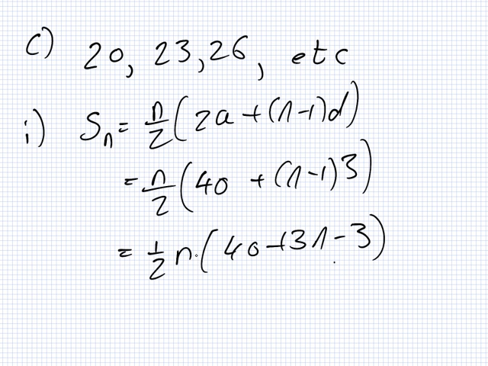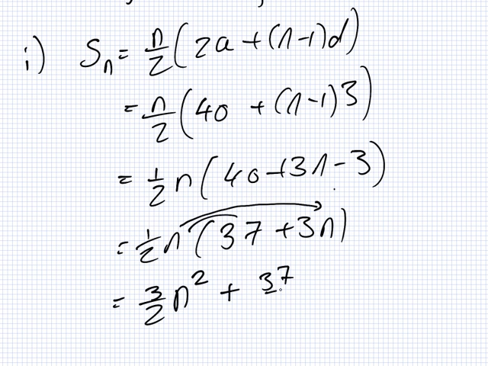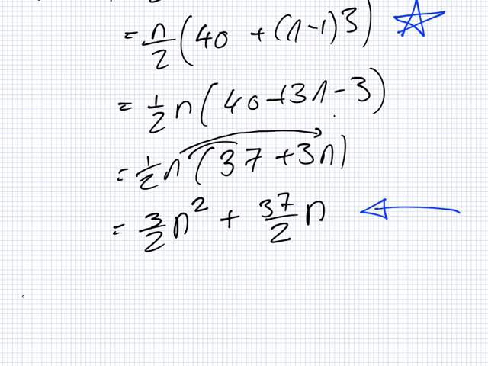Right, continue. So a half n (37 plus 3n). If I multiply that out, what do I get here? It will be 3 over 2 n squared plus 37 over 2 n. Now you don't need to do that much, because the question is only 1 mark, they'll give you the 1 mark at this step. But the reason I'm simplifying it is because my spider senses are telling me it'll be useful later to have it like this. Right, part 2.